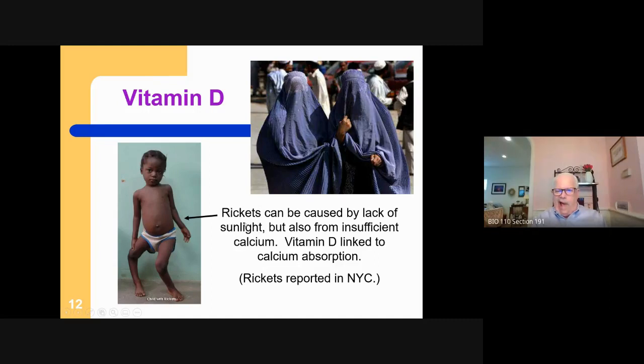It is a lack of calcium absorption, and it causes bowed legs. Bowed legs, because there's not enough calcium absorption in your body. And this is a picture that I took when I was in Saudi Arabia, because the Saudi women are not allowed to show their faces in public. And I always wondered about vitamin D problems with these women. I haven't proven anything yet, but I just show you that picture.